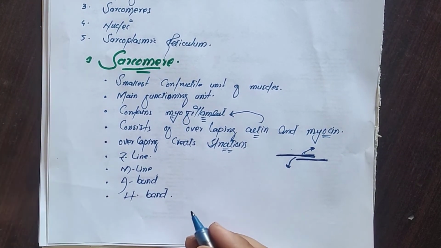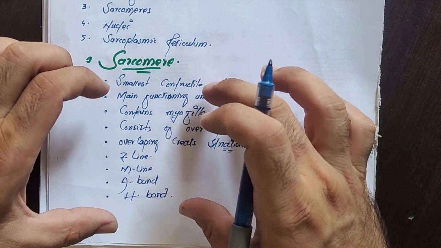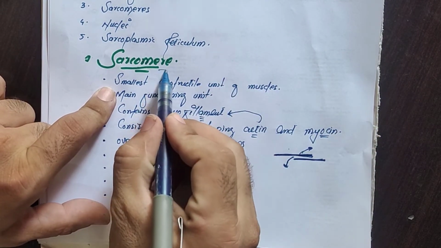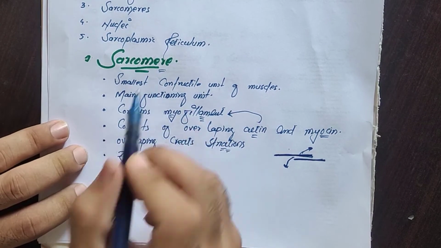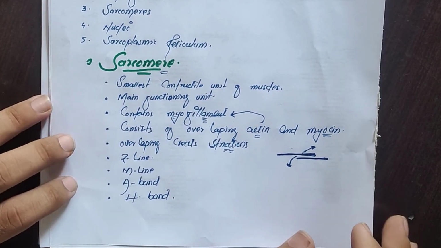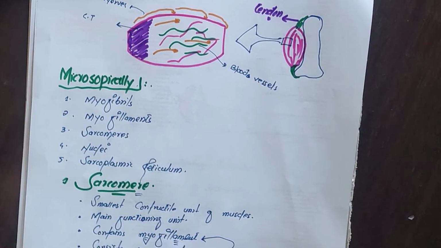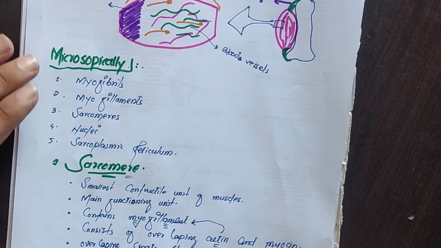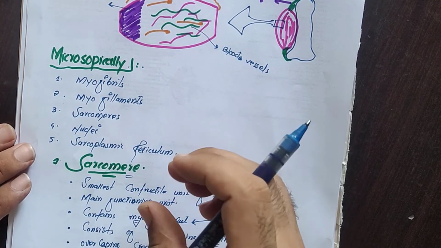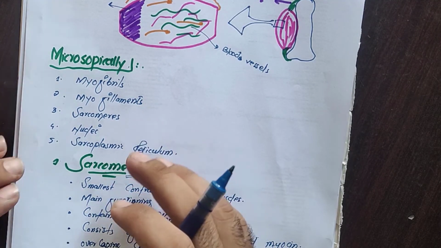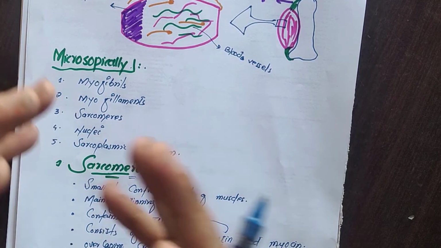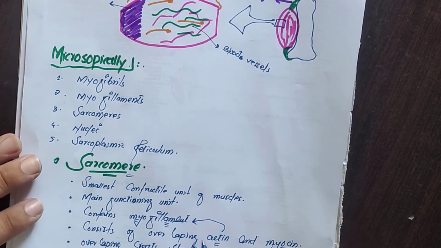Okay friends, this is the structure. These are the important points about the smallest unit of the skeletal and cardiac muscle, which is called the sarcomere, right? So in this lecture we just discussed about the structure. Now in the next lecture we will open up the actual sarcomere and we will see what is inside it, what are the structures, what are the proteins present.